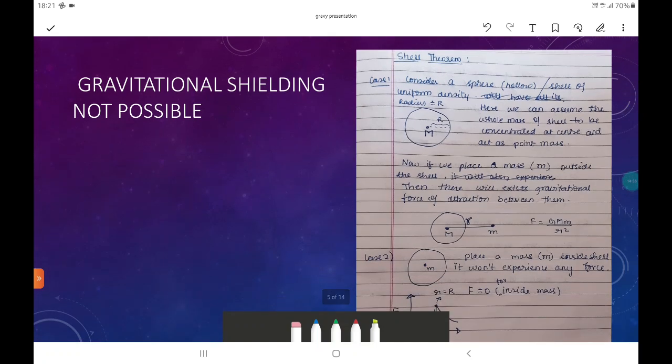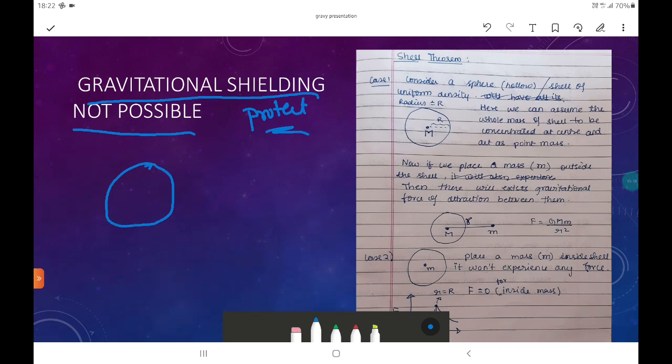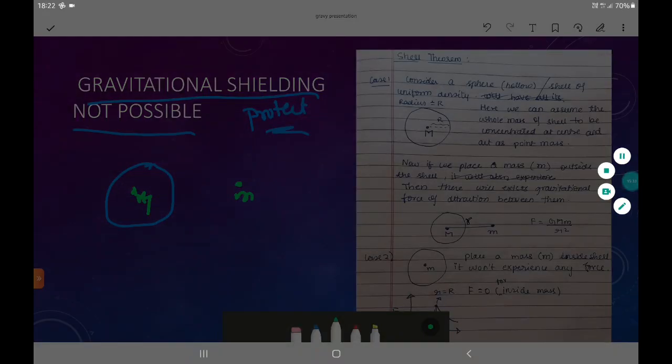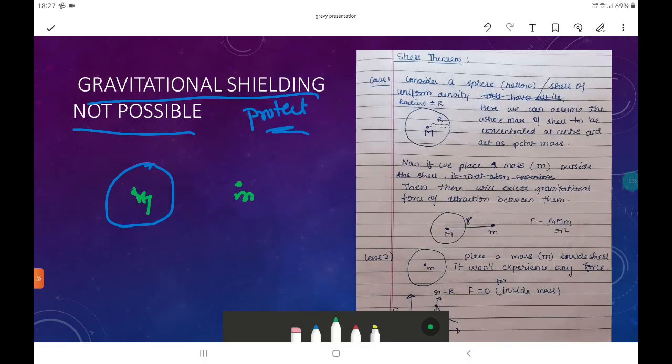Now coming to gravitational shielding, is it possible or not? Remember, gravitational shielding is never possible. See, what does shielding mean? It means to protect something. So if I take this shell and assume all its mass is concentrated at the center, and now I put another mass small m outside the shell, gravitational shielding is not possible.